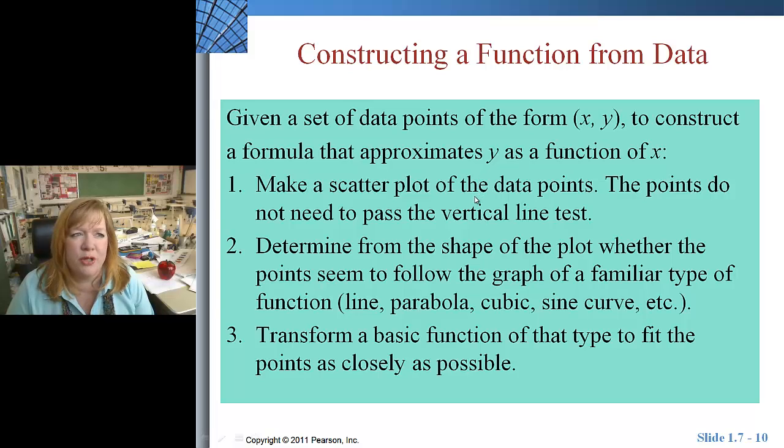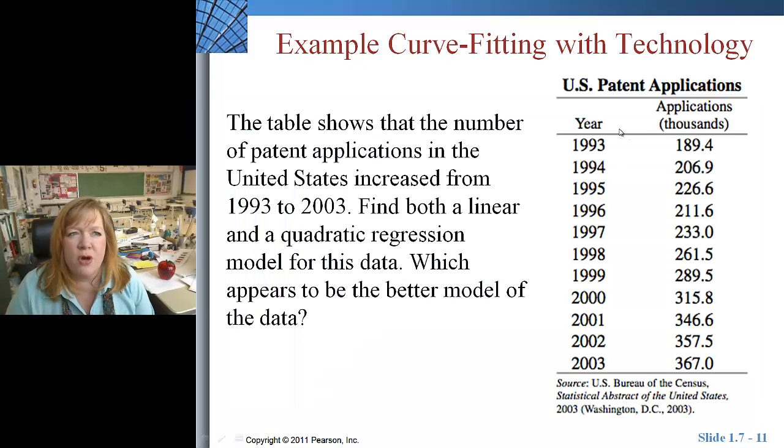These steps are in your book. You're going to make a scatter plot, look at the shape of the plot, and determine which regression is the best. And then you're going to transform a basic function of that type to fit the points as closely as possible. So this is on your notes here, and we're going to input. Remember, this goes into L1. This is our X, and this is our Y. We're also going to look at this data to set up our window, our max and our min. X min, X max. Now, if we're trying to make a projection, we want to leave a little bit of wiggle room in there. Y min, Y max, same thing. We want to leave a little bit of wiggle room.